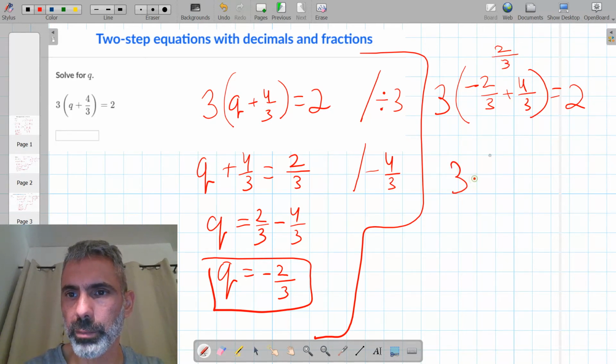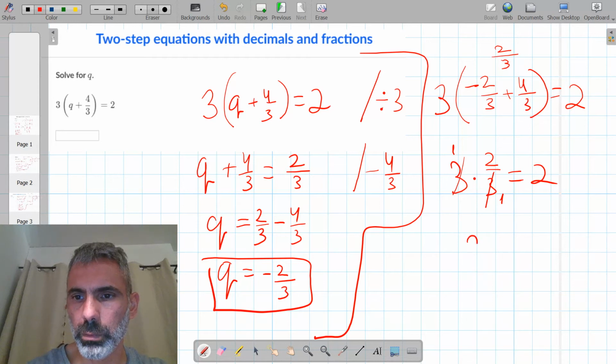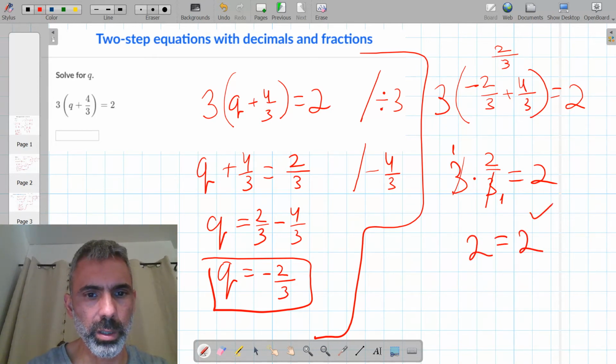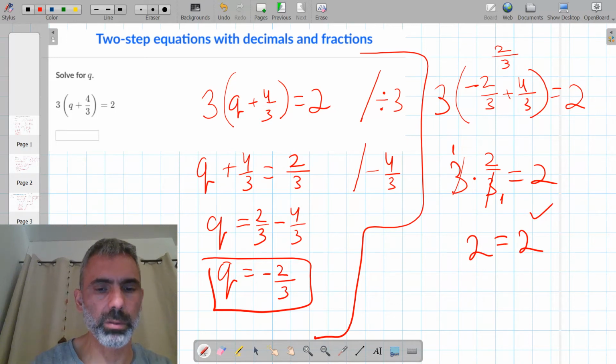So 3 times 2 thirds equals 2. So here, the 3 and the 3 cancel out each other. So I have 1 times 2 equals 2, which is correct. 2 equals 2. That checks out. So Q is indeed minus 2 thirds.